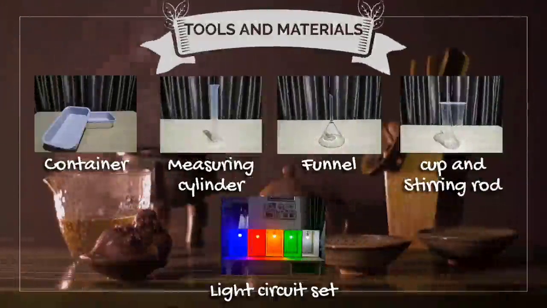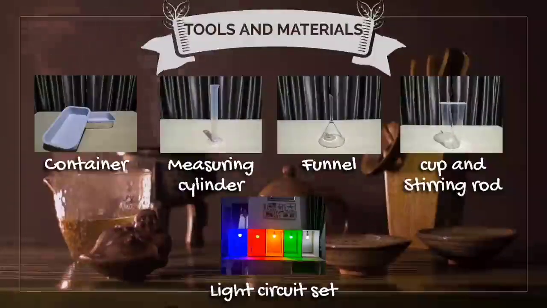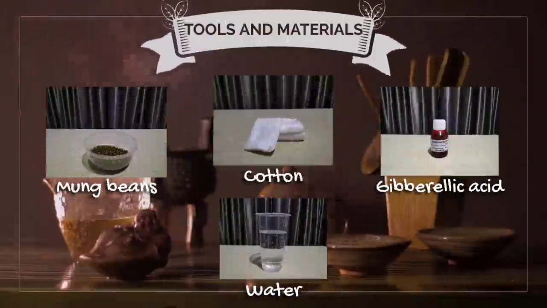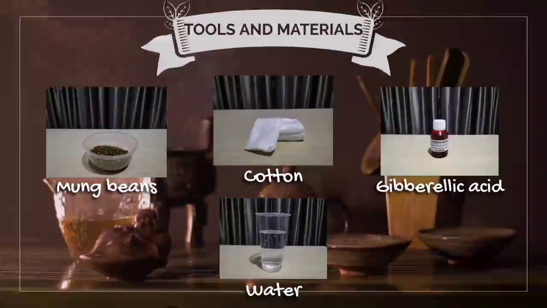In tools, we need containers, measuring cylinder, funnel, cup and stirring rod, and light circuit set. In materials, we need mung beans, cotton, gibberellic acid, and water.